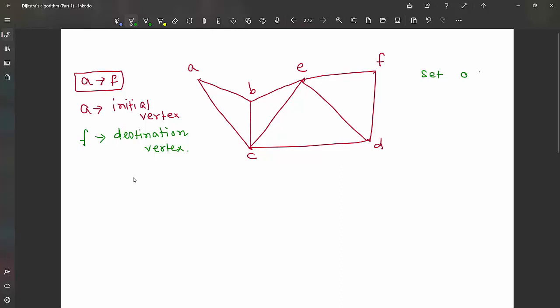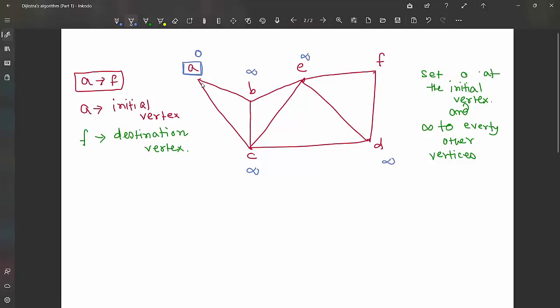So at the start, set 0 as the permanent label to the initial vertex, and infinity to every other vertex. This is very much important. So we will start from A. That means this A is our starting point, and at the starting we will set 0 at the point A, and for every other vertex we will set infinity. This is the first line: we set 0 at the point A and infinity at every other vertex.